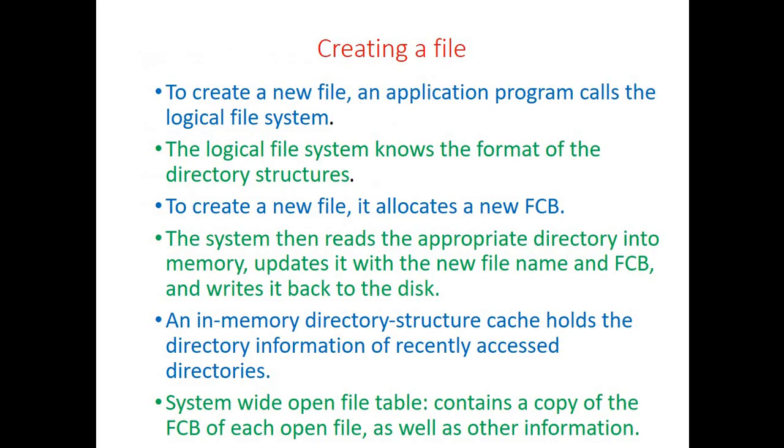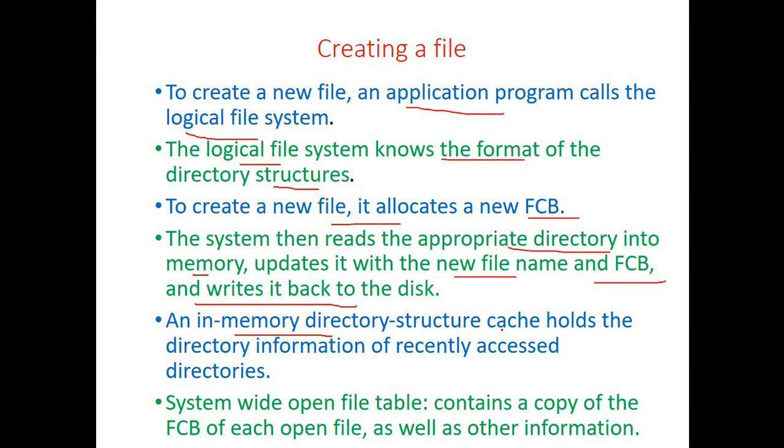So now let us see, when a file is created, what operations are carried out in the system. To create a new file, an application program calls the logical file system. The logical file system knows the format of the directory structure. To create a new file, it allocates a new file control block for that file. Then the system reads the appropriate directory into the memory, updates it with the new file name and its corresponding FCB, and writes it back to the disk.